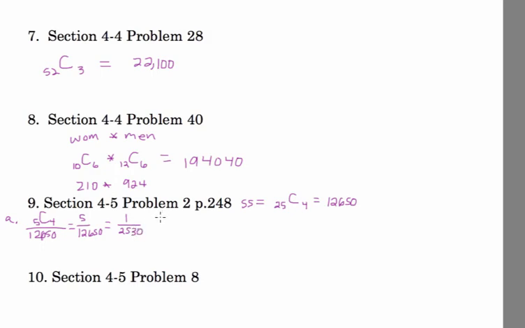There's your answer. Part B: 2 teachers and 2 parents. How many different ways are there to pick a committee of 2 teachers and then 2 parents? So let's do the teachers first. I have 5 teachers to choose from, and I want to pick a committee of 2 of them.